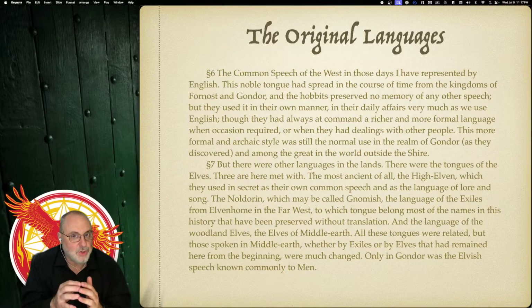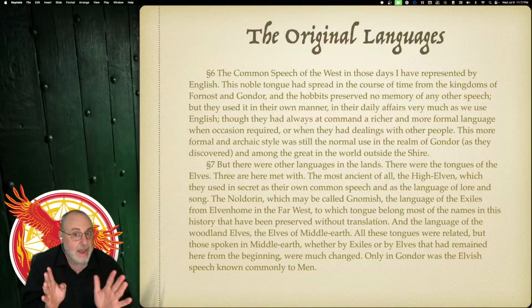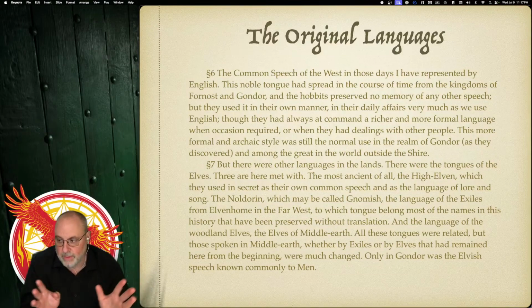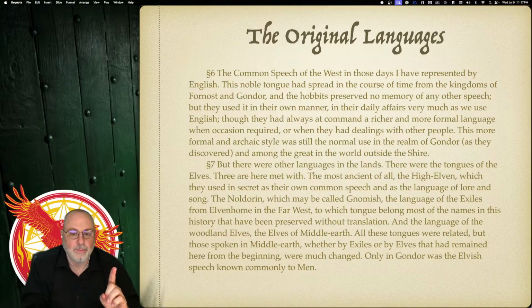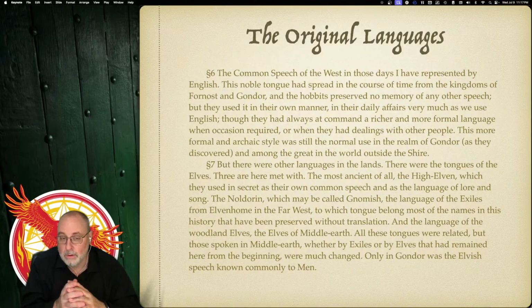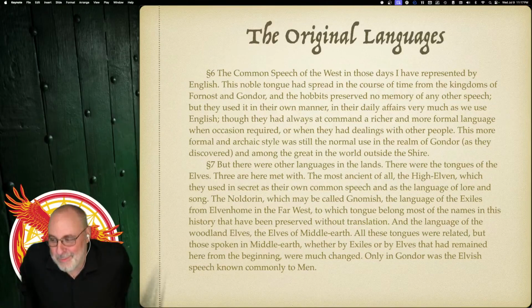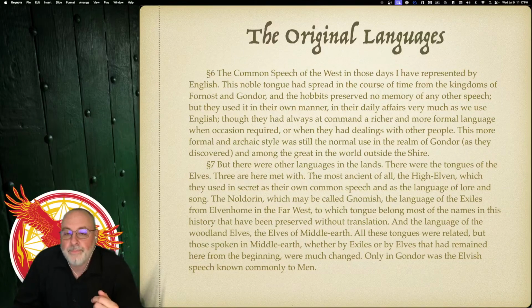Because the language he's describing as language 2 is obviously Sindarin, the tongue to which belong most of the names in this history that have been preserved without translation. Right? Almost all of the names that end in a consonant are Sindarin, which is most of them, right? So that's obviously Sindarin. But he calls Sindarin the language of the exiles from Elvenhome in the far west, who were the Noldor. And that seems clearly confirmed by the fact that he names the language Noldorin, or Gnomish. James says maybe Sindarin is from the far west if you're from Rune or something. No, he's connecting it with the Noldor. It's the language of the Noldor, he tells us. That's why it's called Noldorin. Duh. Instead of Sindarin. It's not the language of the Sindar at all. It's the language of the Noldor.